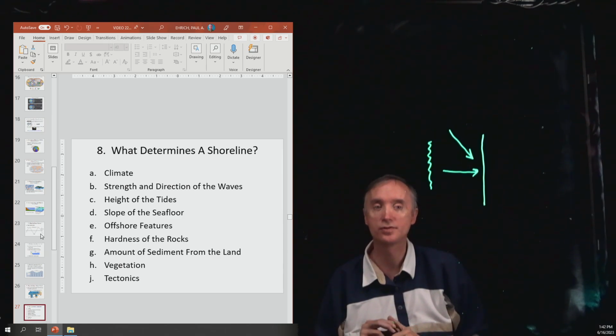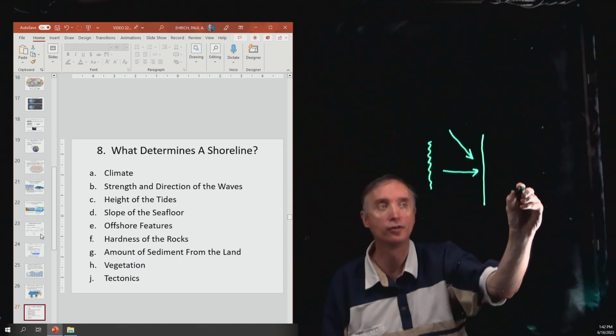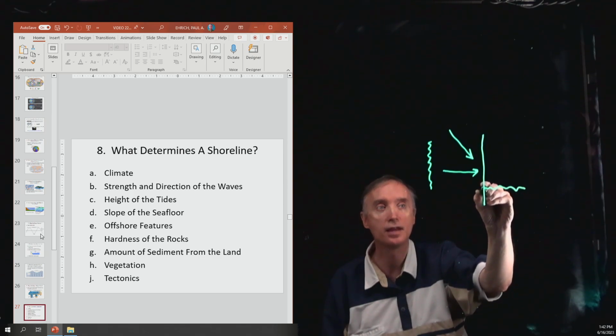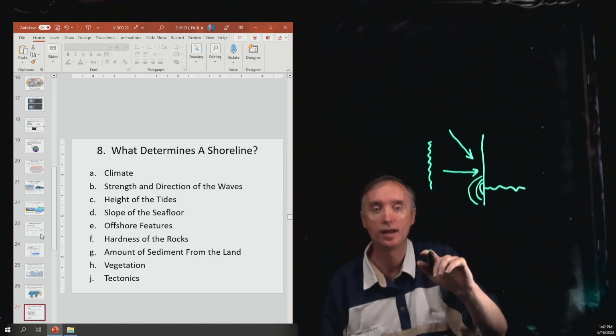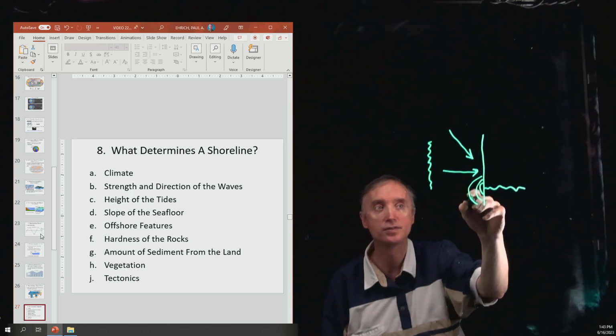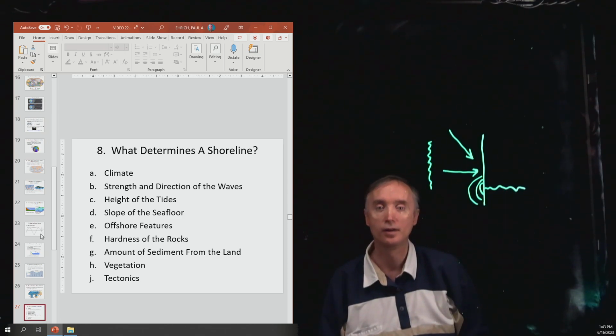Hardness of the rocks. Some rocks are more resistant to the pounding of waves than others. Amount of sediment from the land. You could have a river over here that has a delta, and that is where the material is being deposited out here in the ocean. The size of this delta is going to be determined by the amount of sediment that this river is carrying. Vegetation. Vegetation has roots, and the roots help to hold the sediment in place.